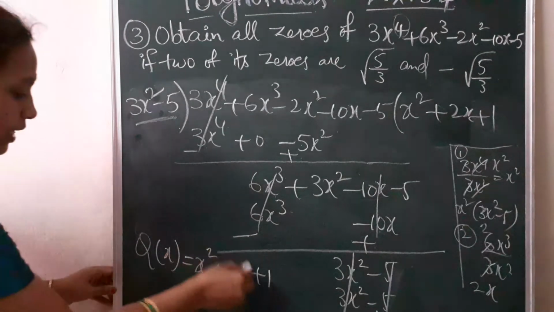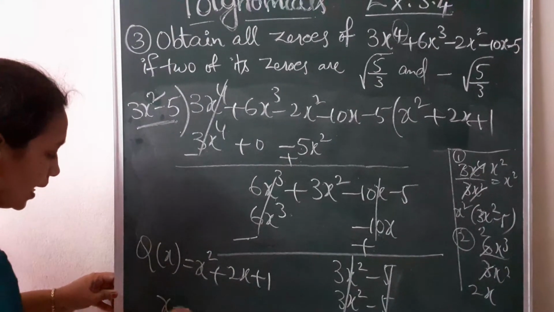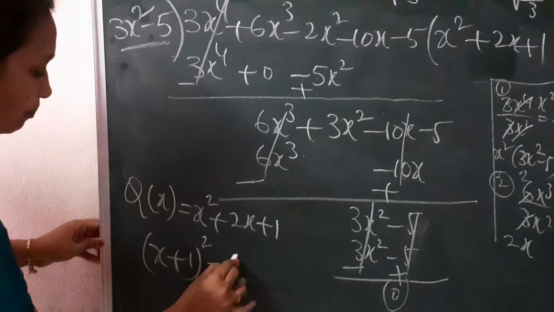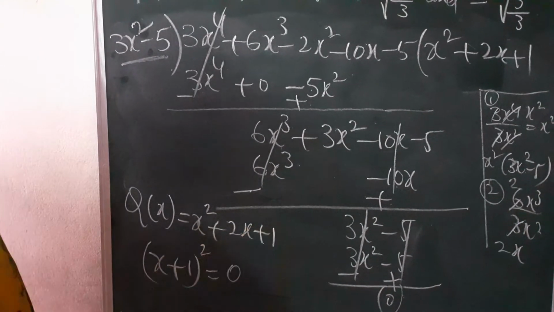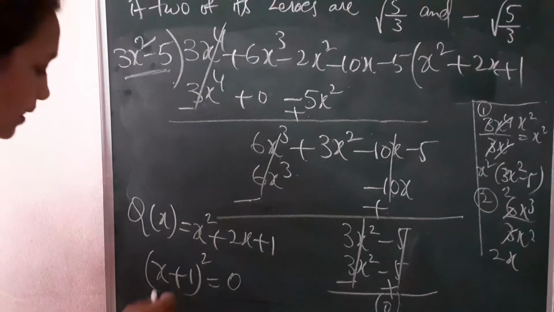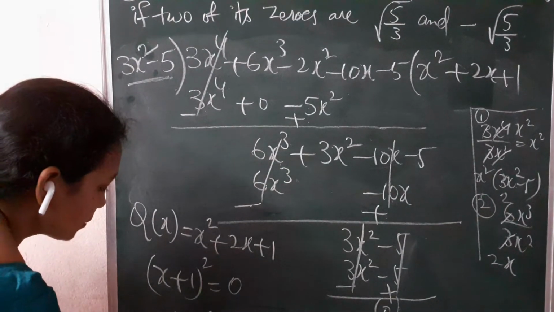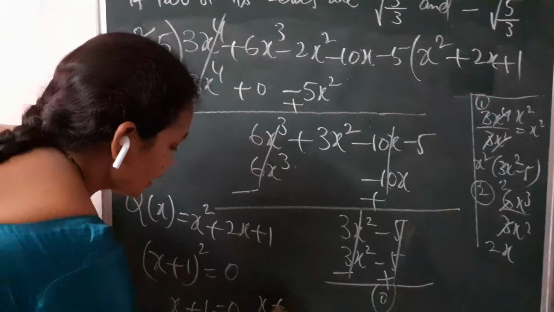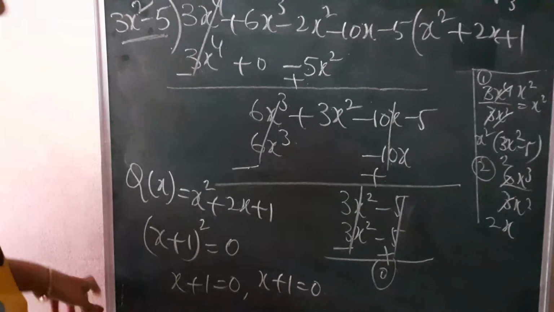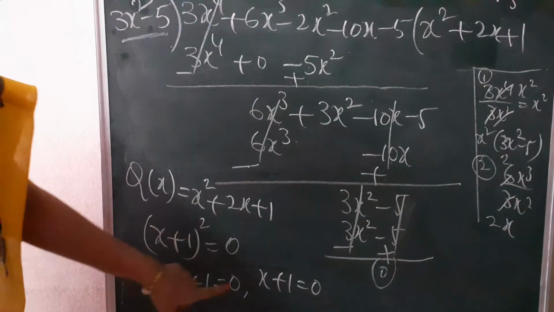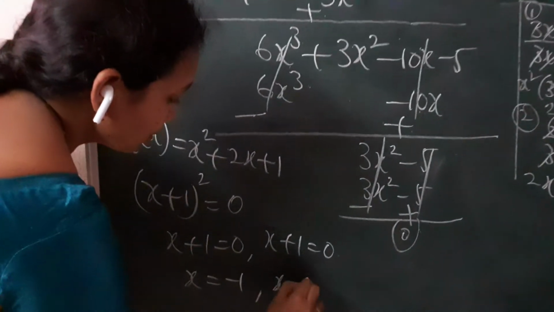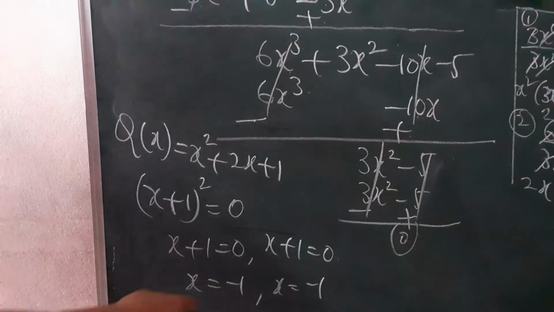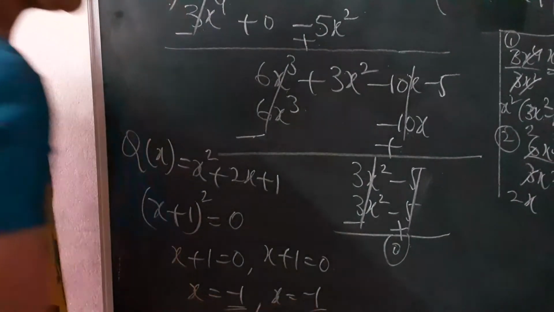Now, by splitting the middle term, or you can write this as x plus 1 whole square is equal to 0. It is a perfect square: a square plus 2ab plus b square, where b is 1 and a is x. Then x plus 1 whole square is equal to 0. So x plus 1 is equal to 0 and x plus 1 is equal to 0, since a plus b whole square is a plus b into a plus b. So x is equal to minus 1 or x is equal to minus 1. Therefore, the other zeros are minus 1, minus 1.